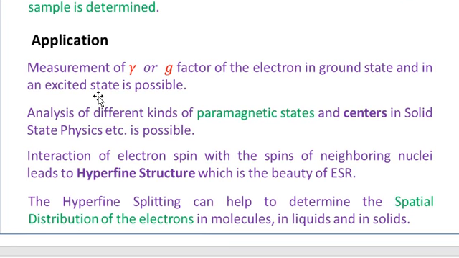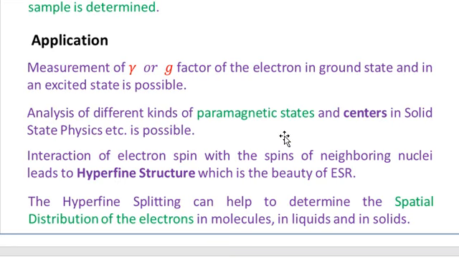Application of the electron spin resonance. So with electron spin resonance, the gamma or g factor of the electron in the ground state and in any excited state can be measured. And I have demonstrated it in today's setup. That is how we can measure the value of gamma using equation number 11.